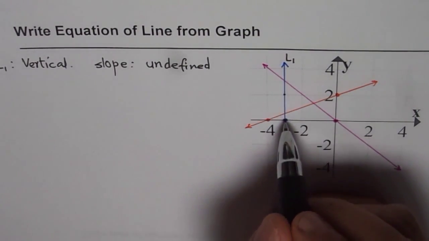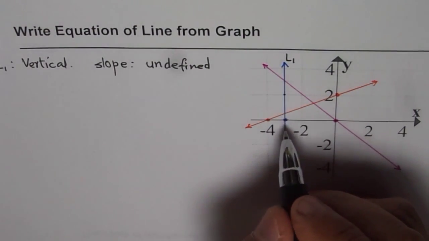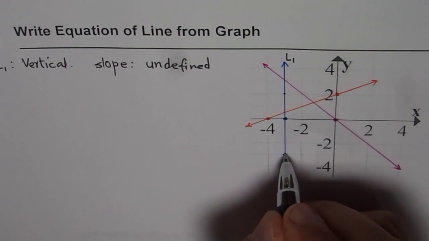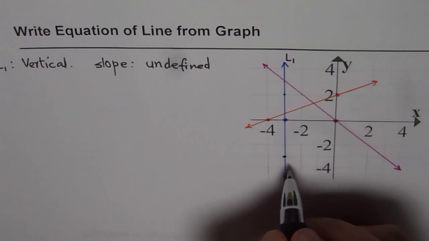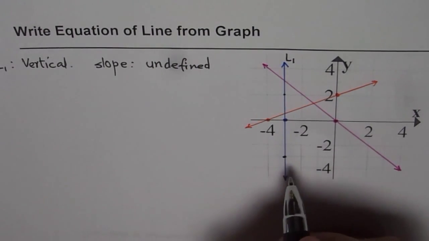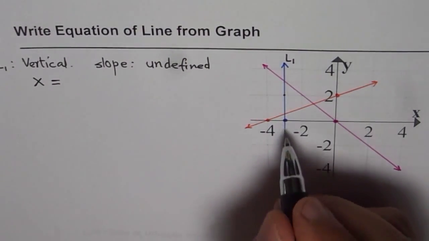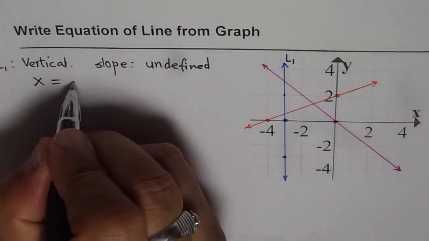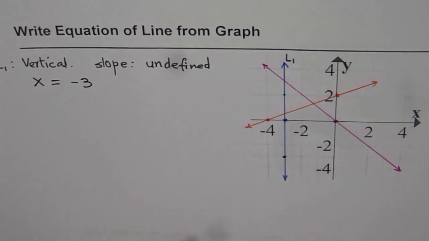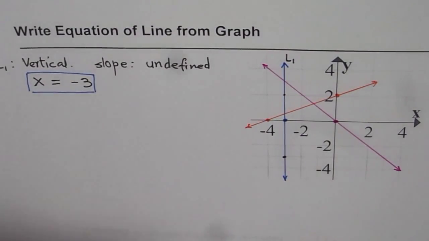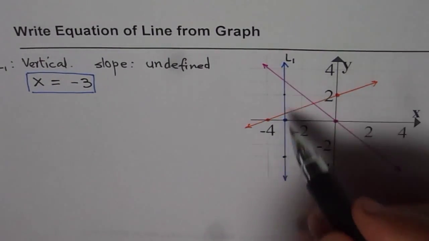So we have an undefined slope, and what you see here is that every point on this line has one thing in common, that is the x value of minus 3. And therefore, a vertical line is always written as x equals its x-intercept, which is minus 3. So that is how you get the equation of the first line. We are done with this blue line, so let me just highlight it. That's the equation of our first line, which is a vertical line.